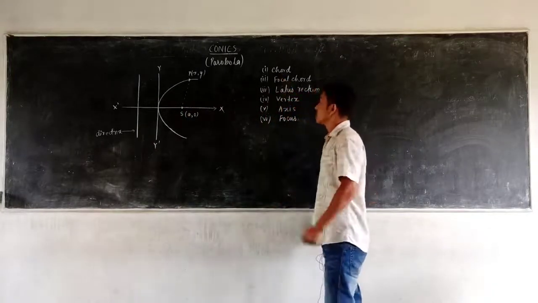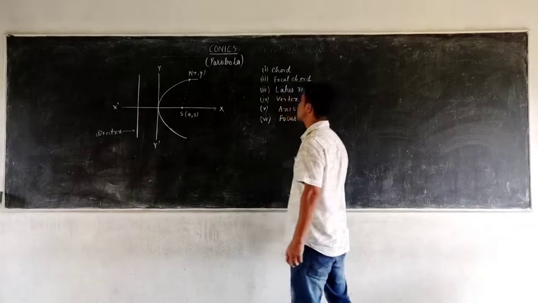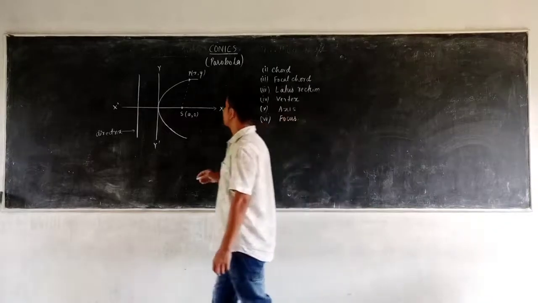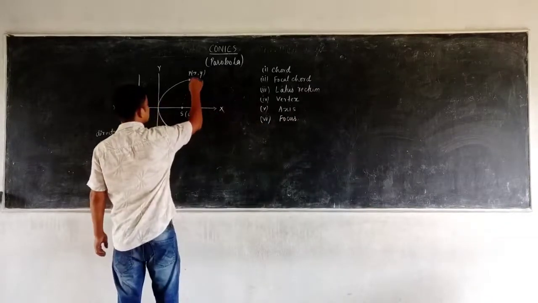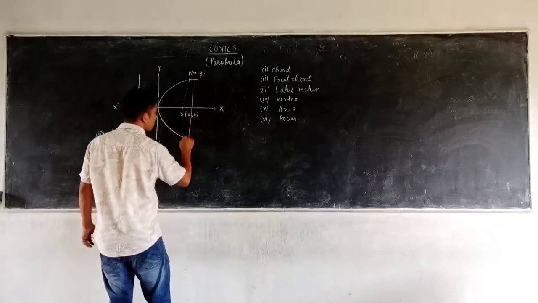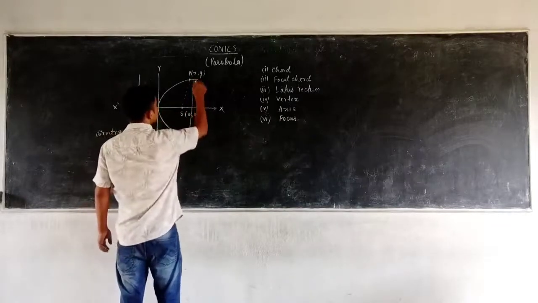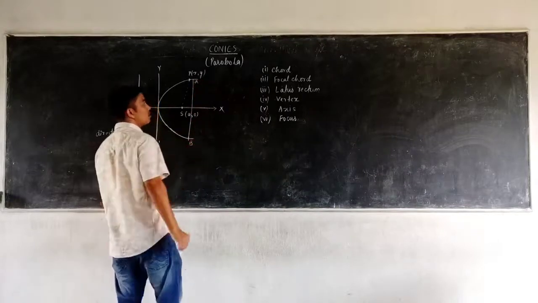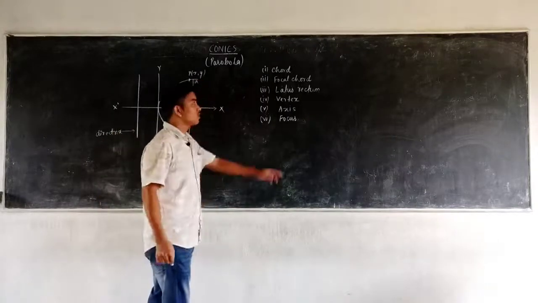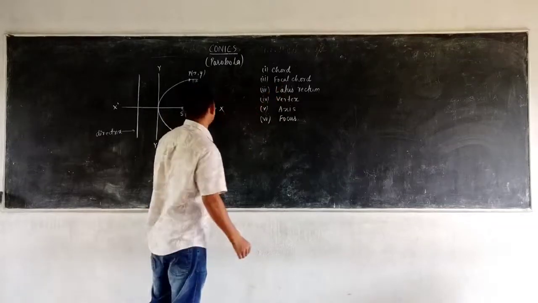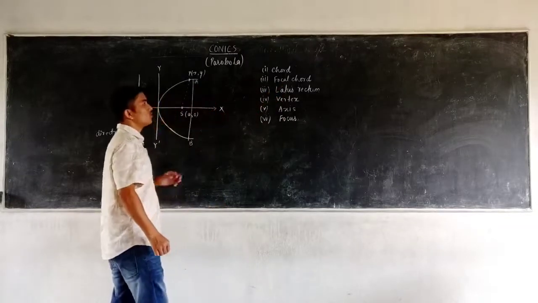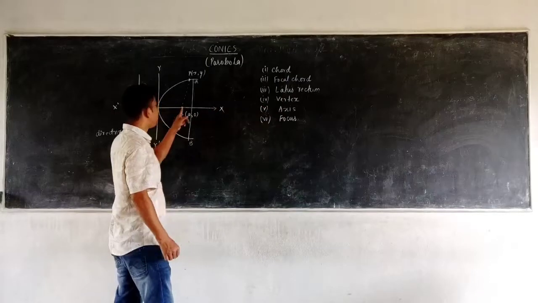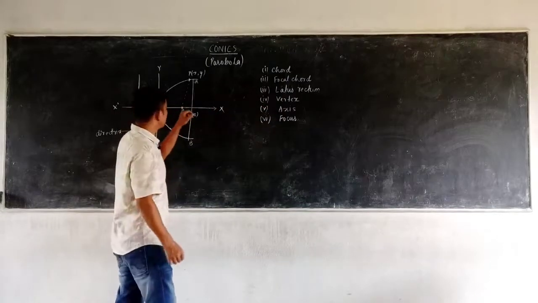So what is a chord? A chord is a line that touches the parabola at 2 points. Like if I draw a line joining the two ends of the parabola like this, okay, suppose the ends are A and B. So this AB is also known as a chord. The second one we have is a focal chord. So what is a focal chord? The focal chord is a chord which passes through the focus of the parabola.